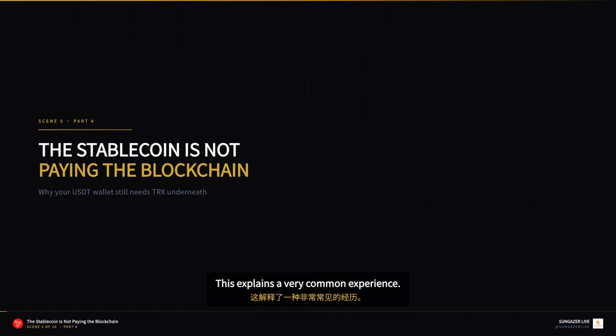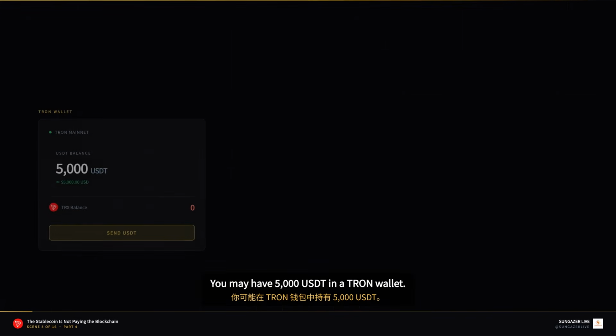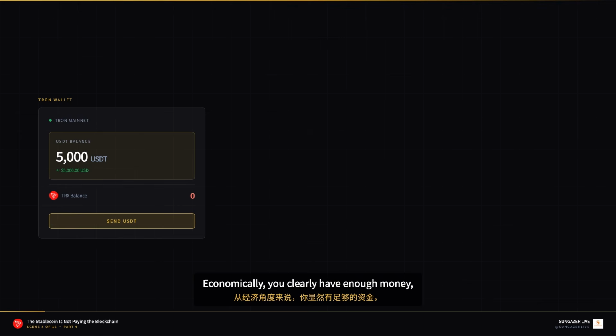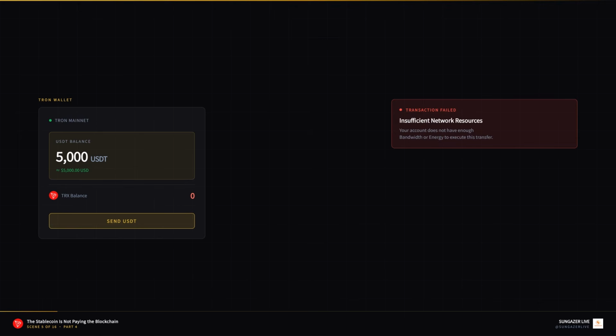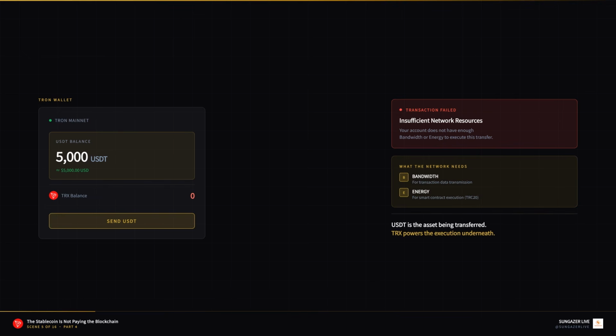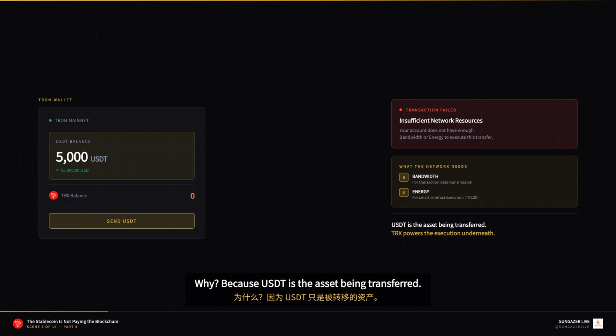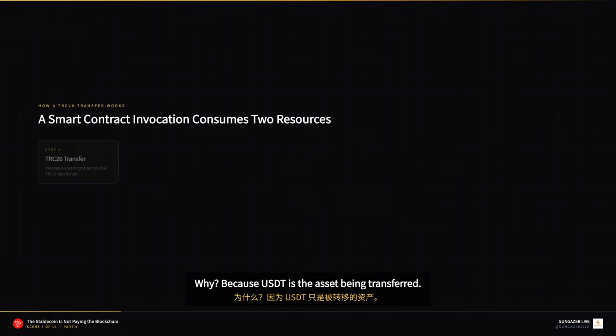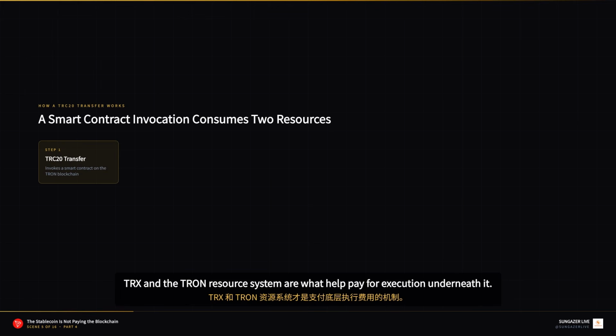This explains a very common experience. You may have 5,000 USDT in a TRON wallet. Economically, you clearly have enough money. But when you try to move the USDT, the wallet may still need network resources. Why? Because USDT is the asset being transferred. TRX and the TRON resource system are what help pay for execution underneath it.